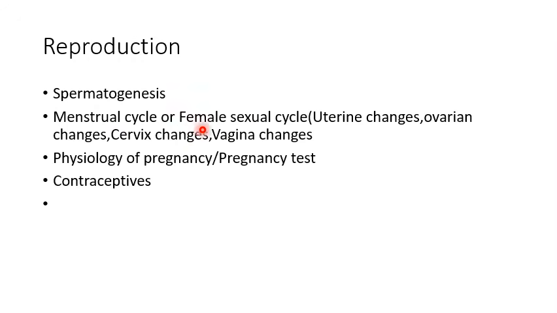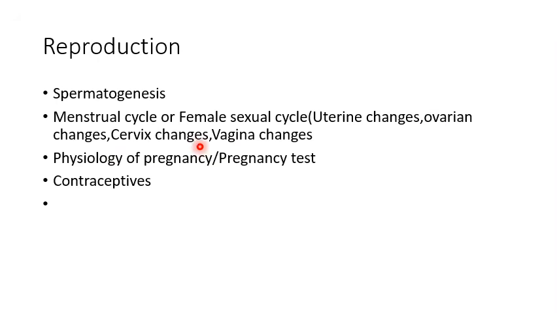Next is the menstrual cycle, the female sexual cycle. You have to elaborate about the uterine changes, ovarian changes, cervical changes, and vaginal changes. So uterine changes, you have three phases: menstrual phase, proliferative phase, and secretory phase. Ovarian changes: follicular phase, ovulation, and luteal phase.